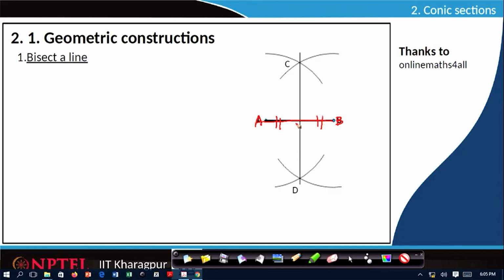That means, if I call this point O, the AO distance and OB distance are equal to each other, and we construct that based on another perpendicular line. So, the angle from C to D is 90 degrees. By constructing point C, point D and joining the line C to D, we will be in a position to construct a bisected line segment.